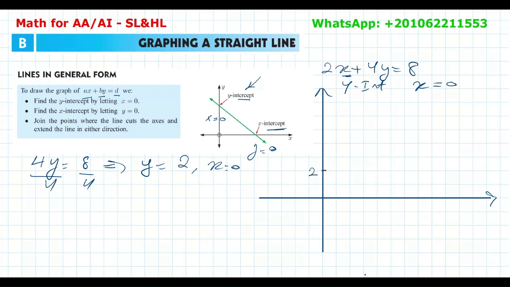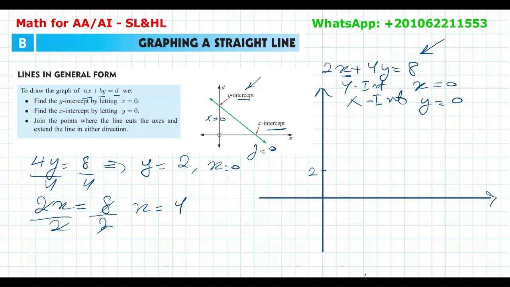And then to find the x-intercept, that means you're going to put y equals 0, right? Using the same equation, you put y equals 0. Then 2x equals 8, divided by 2, that represents x equals 4. Then 1, 2, 3, and then 4. That's it. And then you're going to link between them. As easy as that. So this is the main concept behind graphing a linear equation.